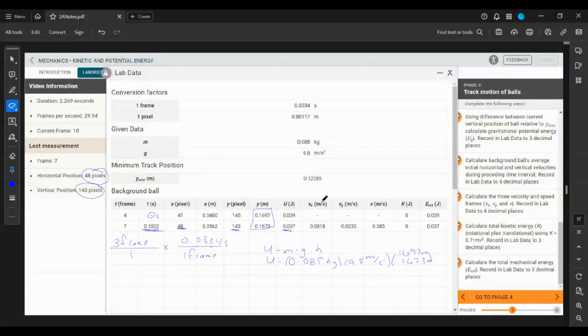All right, then your x velocity, again, that's your change in x position. So delta x over delta t. You change in x position, you're looking at the numbers on this side this time. So you'll have 0.0562 minus 0.0480. And that's going to be divided by your change in time, which is technically here 0.1002 minus 0, because remember they took 4 frames to be the 0 second mark.